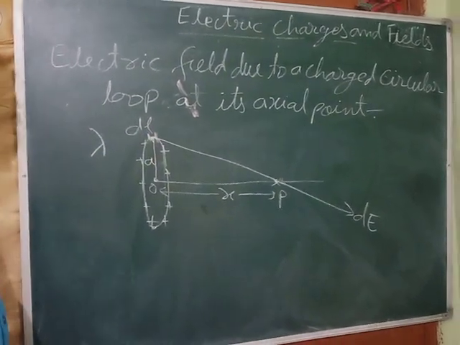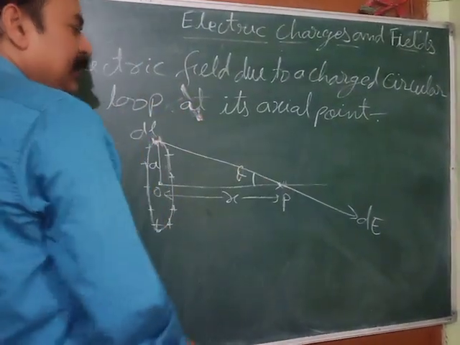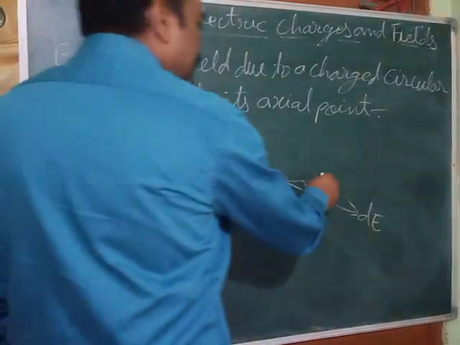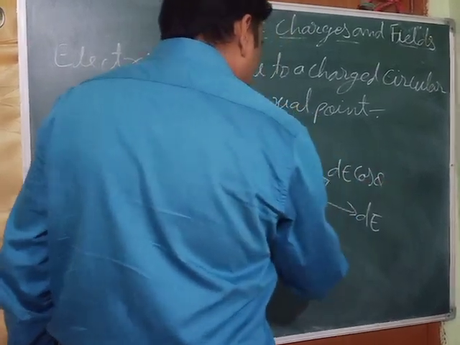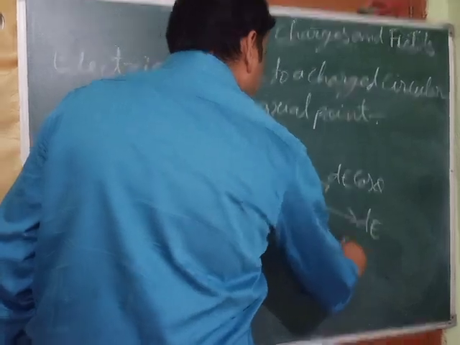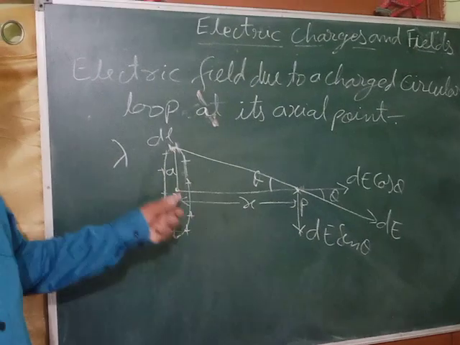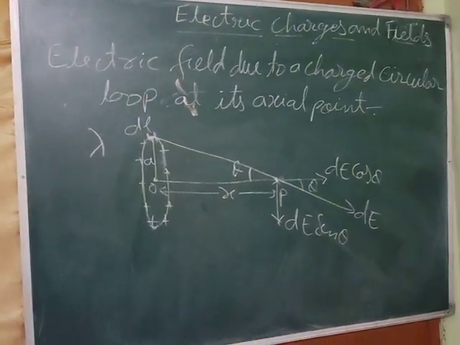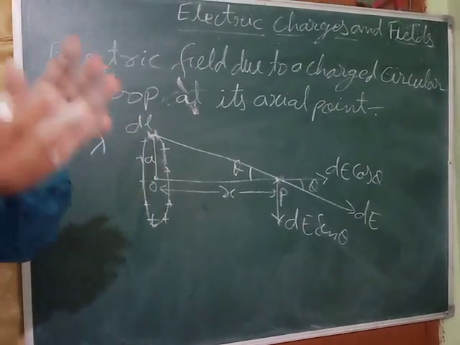Now, if this angle is theta, then this angle is also theta. Then dE can have two components, dE cos theta and dE sin theta. But one more thing we know: this circular loop is a symmetric figure. Symmetric means that if you fold about the diameter, the first half will coincide with the second half.